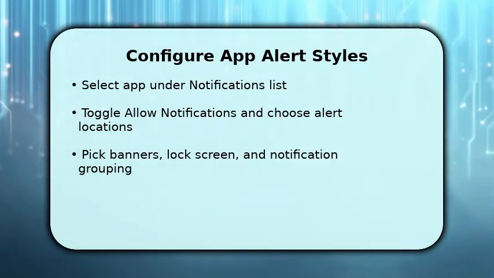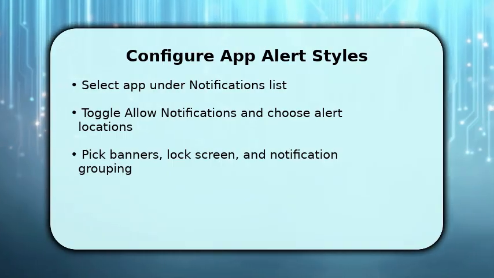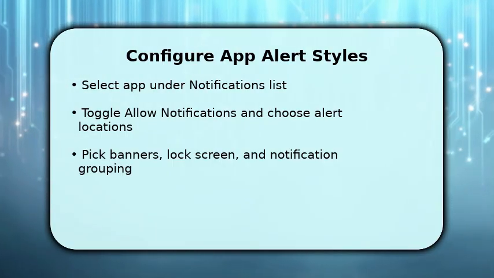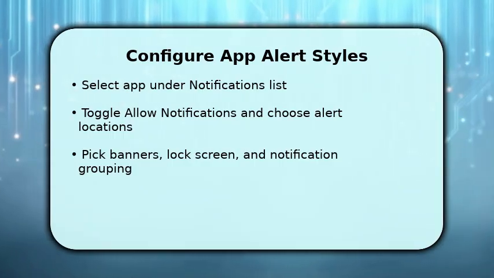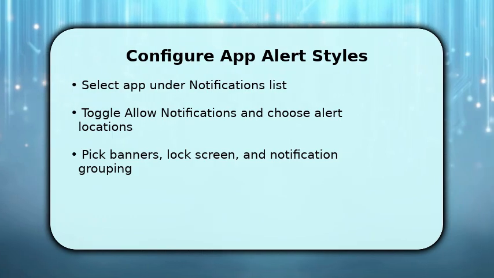Set sounds and badges so you get audible cues and home screen counts. Finally, adjust notification grouping to automatic or by app to reduce clutter, and finish by fine-tuning.